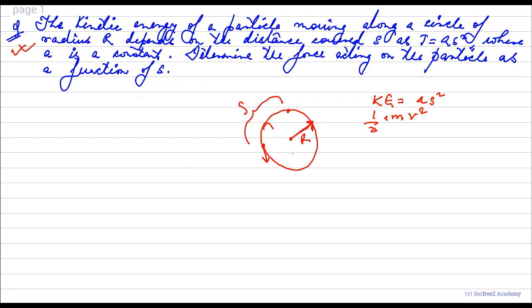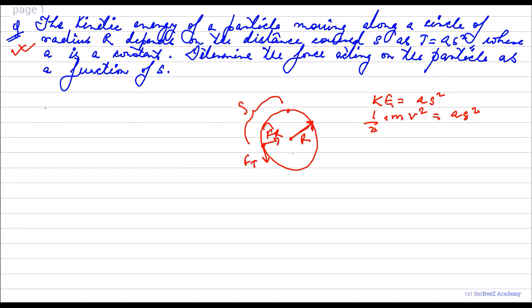Fine. So this is given by as square. Now at this particular point the particle is going to have two forces. One would be tangential force, the other one would be radial force. The tangential force is, let's say, represented by ft. The radial force, which is directed towards the center of the circular path, is, let's say, given by fr.